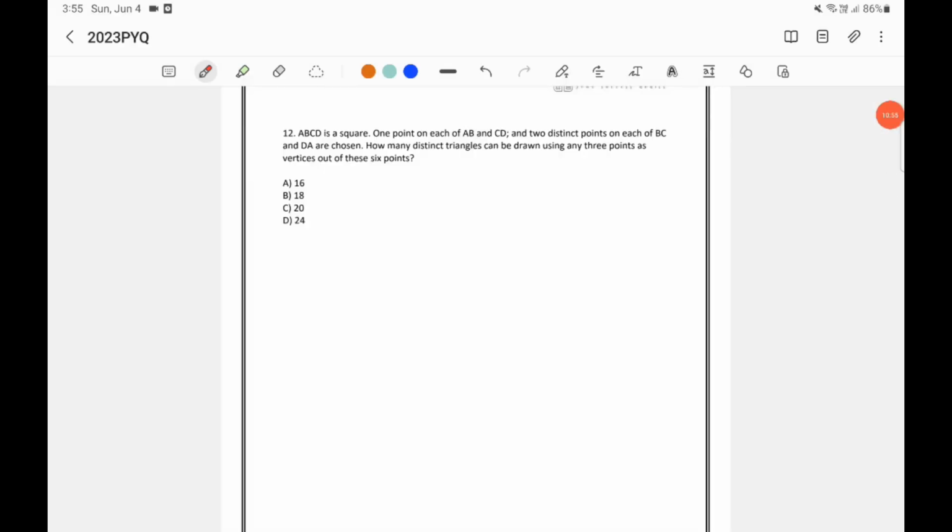So now let us look into the next question. ABCD is a square. 1 point on each of AB and CD, and 2 distinct points on BC and DA. So I am first drawing a square ABCD. So this is ABCD. So 1 point on each of AB and CD. I am drawing a point like this, and here also 1 point. On BC I am taking 2 points, and AD also I am taking 2 points.